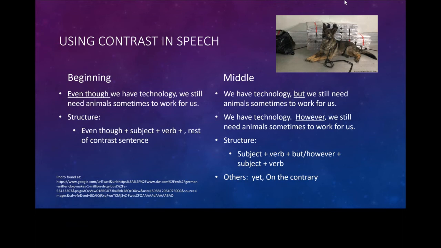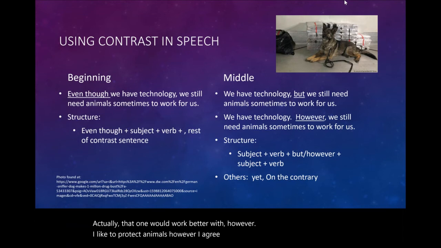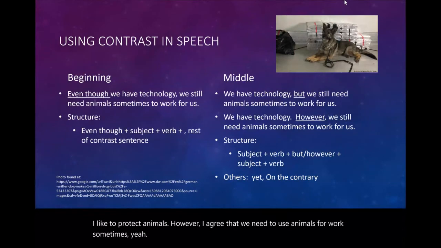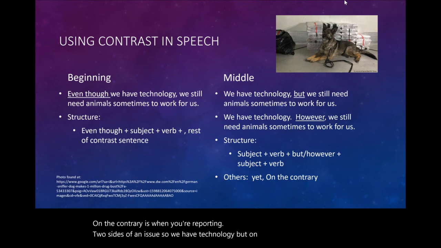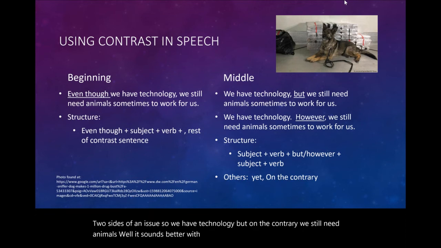Actually, that one would work better with however. I like to protect animals. However, I agree that we need to use animals for work sometimes. Yeah. On the contrary is when you're reporting two sides of an issue. So we have technology, but on the contrary, we still need animals. Well, no, it sounds better with however. On the contrary would work with.